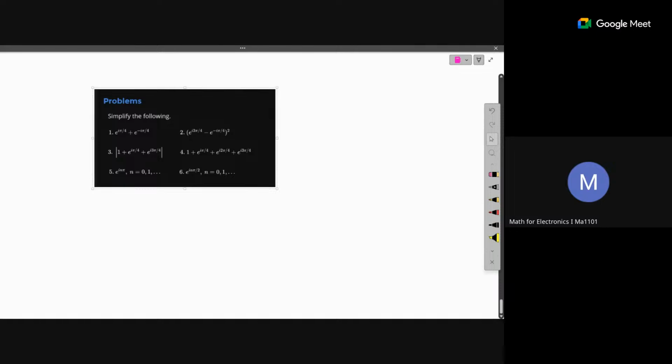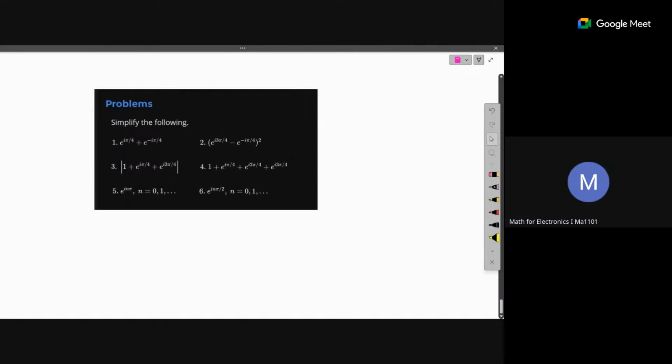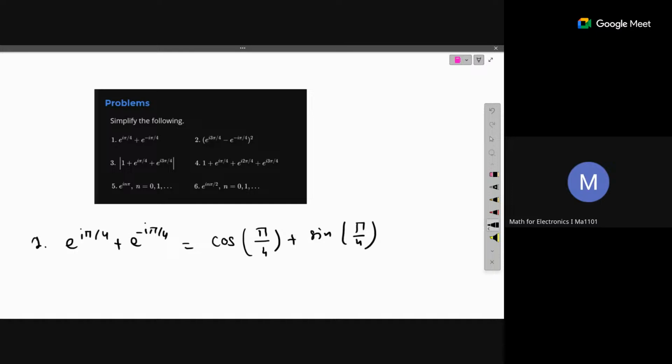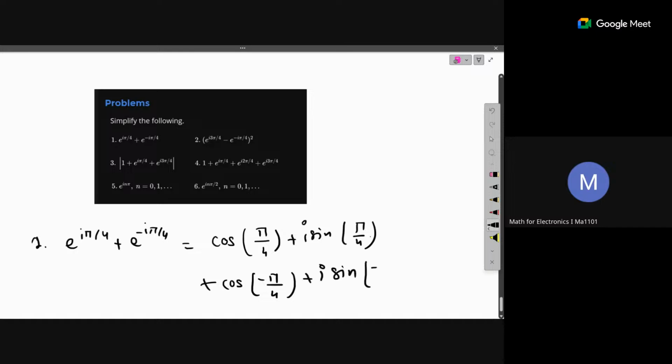So these are your questions, right? The first one is kind of easy. In the first one, it is e to the power iota pi by 4 plus e to the power minus iota pi by 4. What we can do is, this is the same as e to the power i theta. For e to the power i theta, we have the formula cos theta plus iota sin theta. If we apply the formula, it will become cos of pi by 4 plus iota sin of pi by 4, and then plus cos of minus pi by 4 plus iota sin of minus pi by 4.